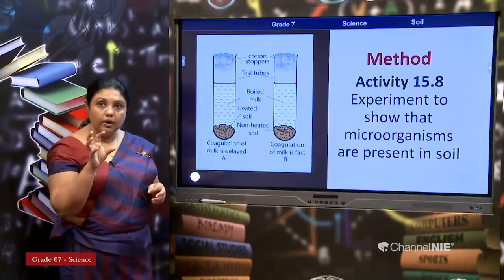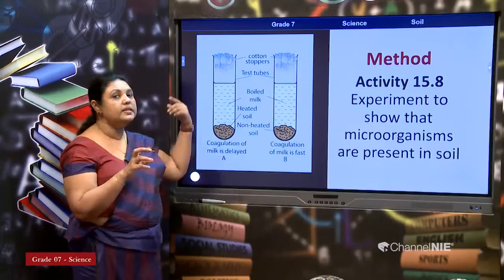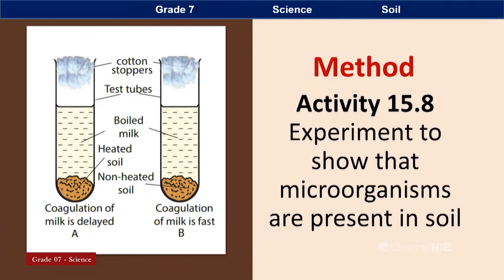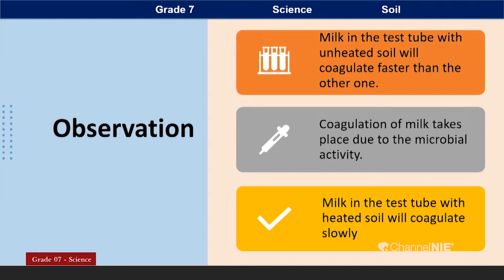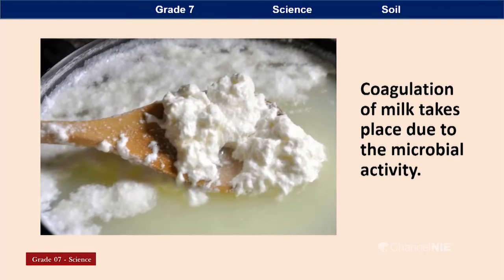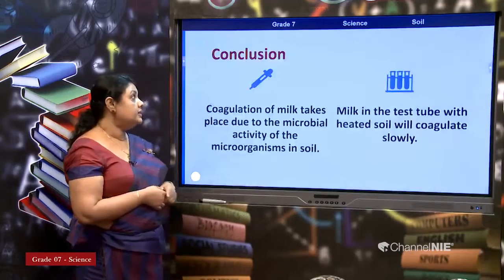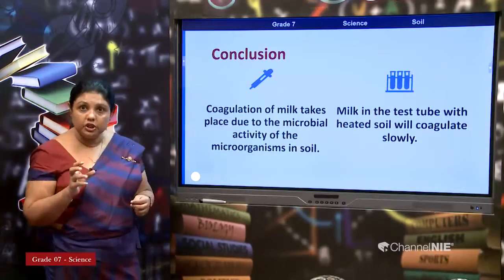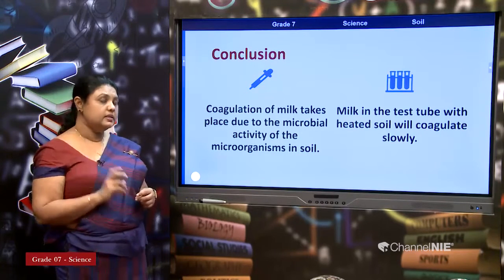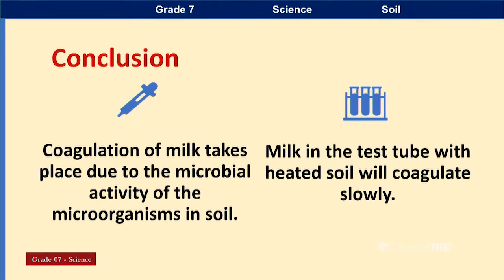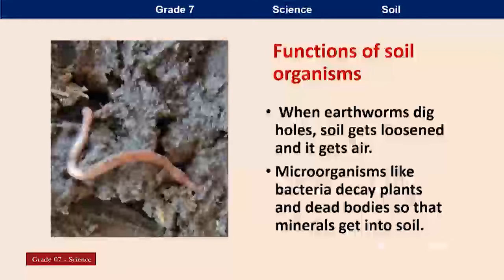Therefore, soil with organisms always tends to coagulate milk. You can see that this is the observation, coagulation of milk. So, it turns this way, not the liquid part. Soil with microorganisms turns milk this way. Soil without microorganisms will not turn this way. That shows soil has microorganisms. So, coagulation of milk takes place due to microorganisms in soil. Milk is not coagulated without microorganisms.